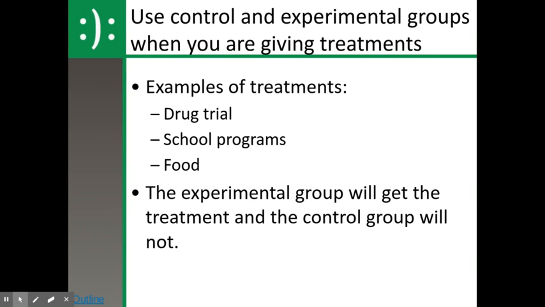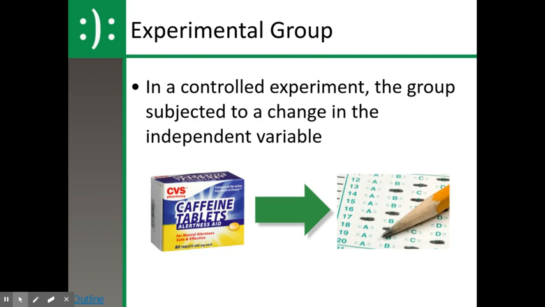Okay. Using these control and experimental groups when you're giving treatment. So with drug trials, school programs, to look and see if a certain level of a course works or a certain study program works, certain food treatments, okay? The experimental will get the treatment and the control group will not get the treatment. And by doing that, you can get a number and then be able to understand if there is some sort of an effect on that dependent variable.